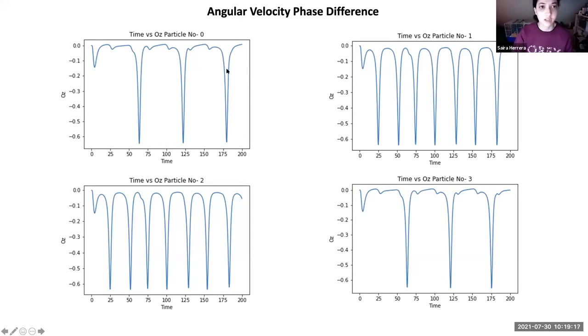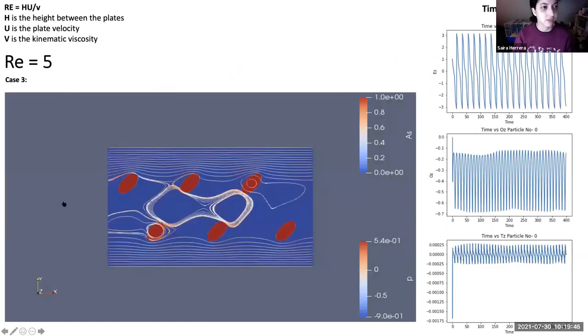So these are laid out just the way that the simulation were laid out. So here we have particle 0, particle 1, 2, and 3. And as I mentioned to you guys before, particle 0 and particle 3 were perfectly in sync. And as you guys can tell, these graphs are identical. And I also told you that particle 1 and particle 2 were in sync. And as you guys can see, these graphs are also perfectly identical.